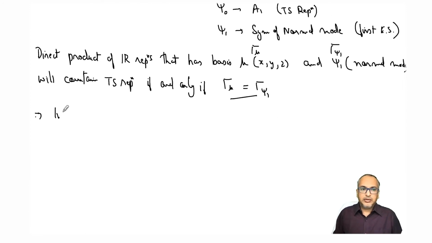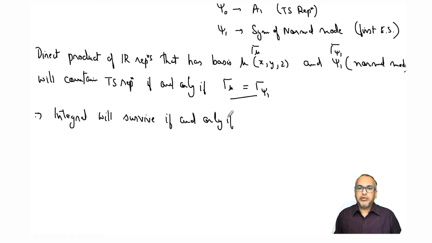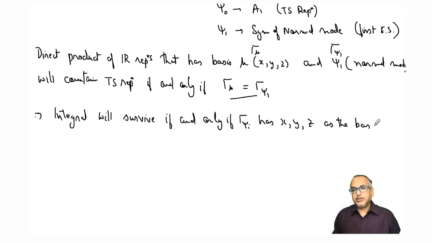So this implies that the integral will survive if and only if tau psi has x, y, z as the basis, either of the three, x, y, or z, because then its irreducible representation will be the same as tau mu, and then the integral will survive.